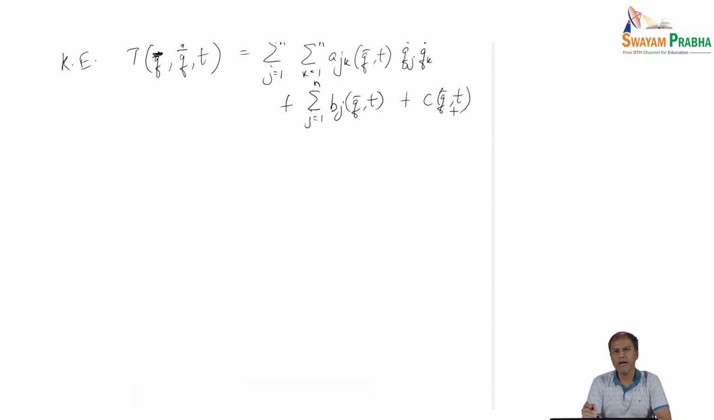So what I am hypothesizing, what I am claiming is that my kinetic energy this time will be of the most generalized form. It won't just have the first term that was in the holonomic constraint form, but it will also have terms of the form which is the term number 2 and term number 3, which contain time explicitly. And even in the first term, the coefficients will have time in them.